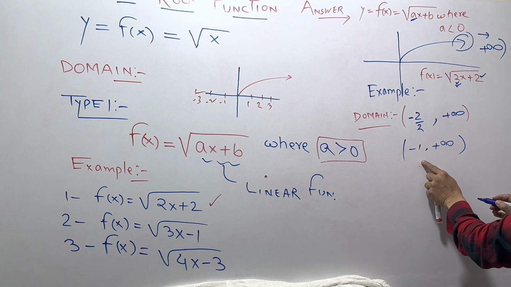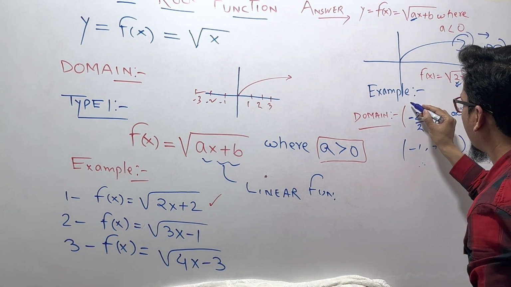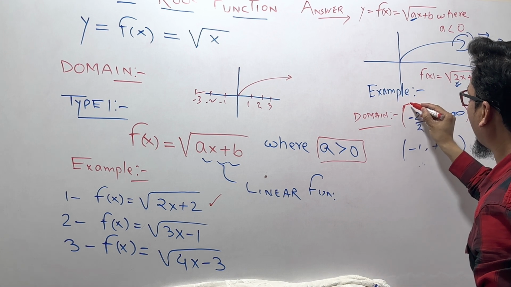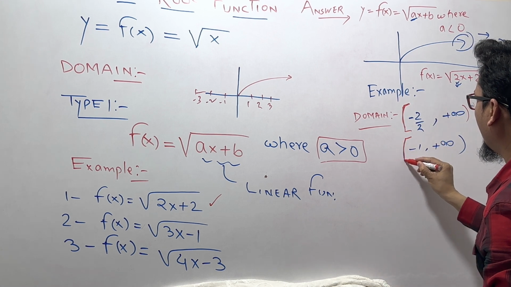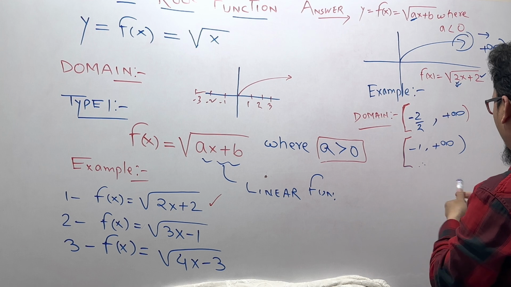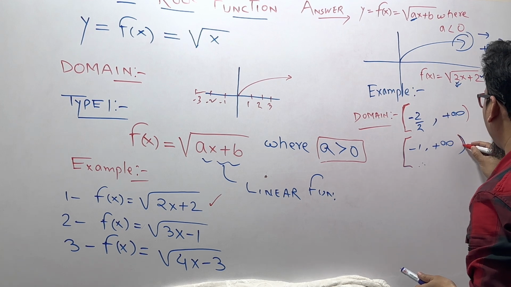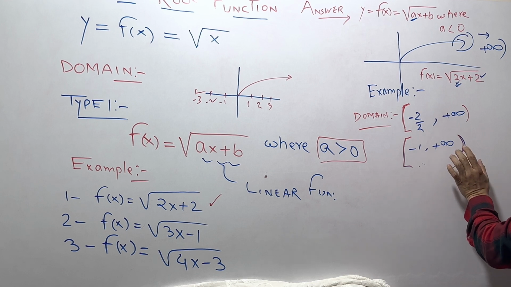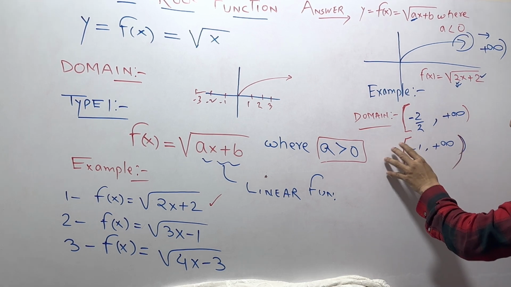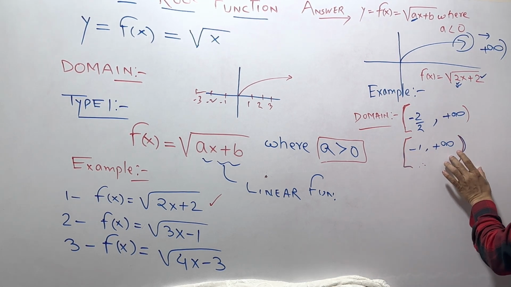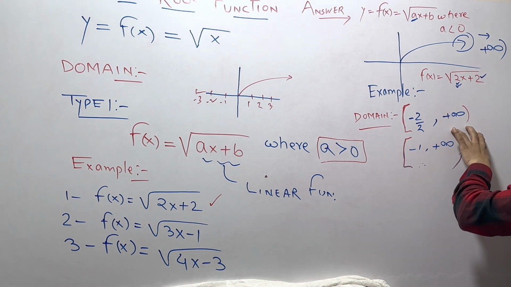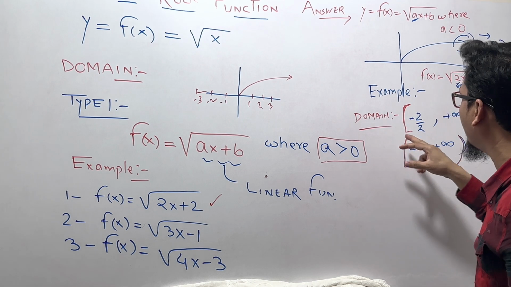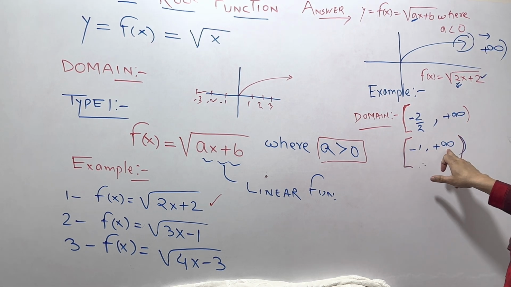Here you have to use this bracket. This is very important. You have to use the close bracket here, and for the infinity you have the open bracket. This is a close bracket because you have to take minus 1, and you take the open bracket for infinity because we are not going to take the positive infinity. So the domain of this function is minus 1 to positive infinity.